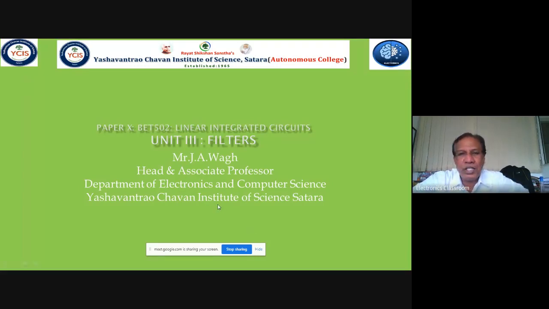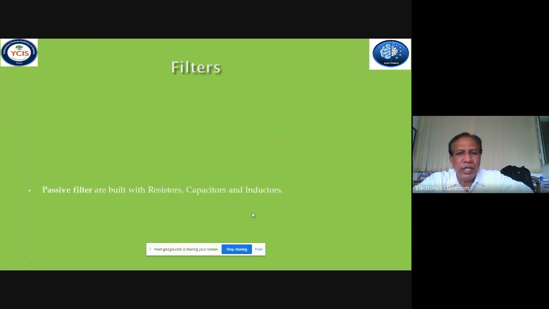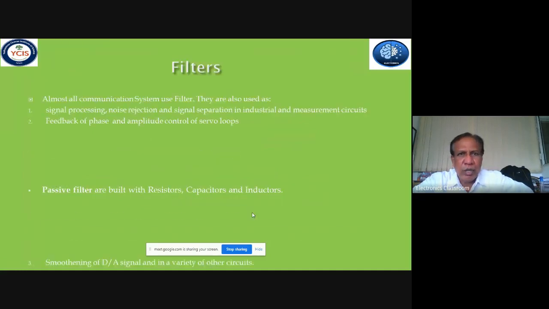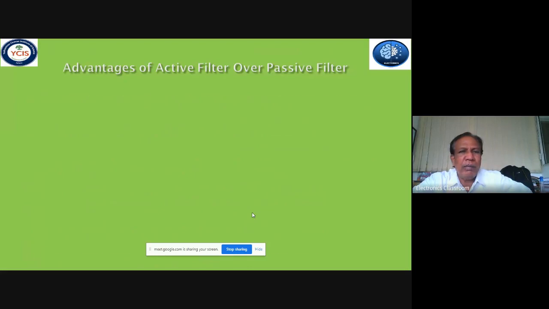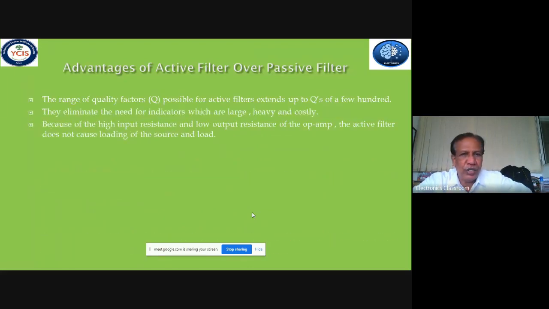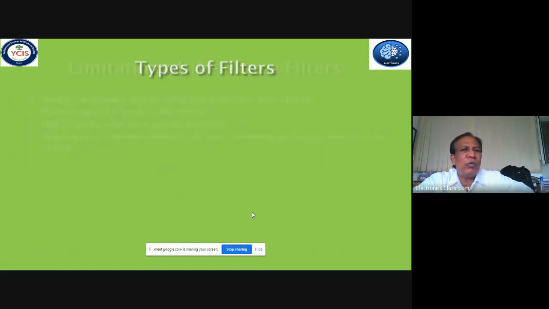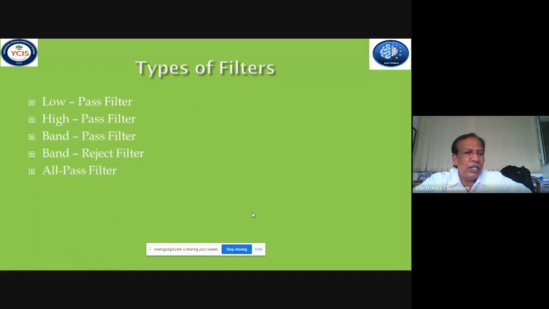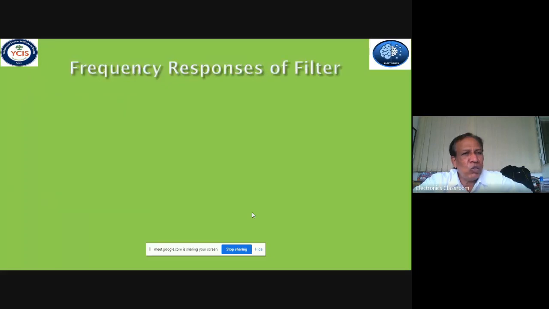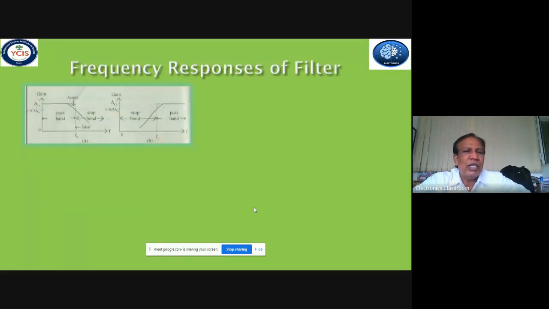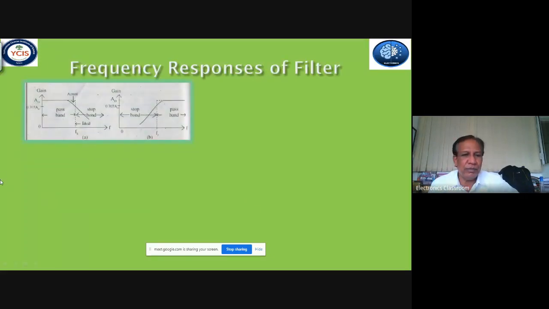With these regards, I will join to the next part of the filter, the second session for this unit number 3, the filter, from BAT 502. We have already discussed some fundamental parts in the last session last week on Saturday. That means we have come up to this point, and we have reached these types of filters, that is the low pass filter and the high pass filter. So we are going to see the first one, the low pass filter, here.